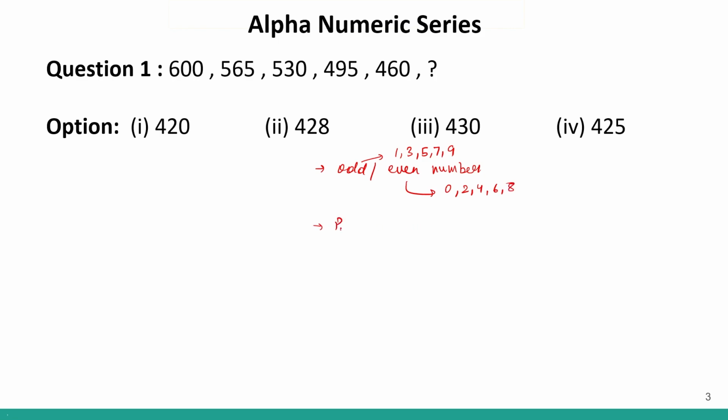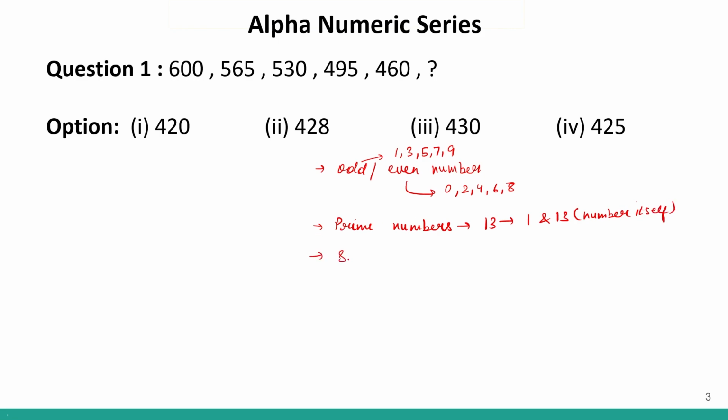Then we should know what are prime numbers. Prime numbers are those numbers whose factors are only the number itself and 1. So if we have a prime number, for example, let's say 13, the factors of 13 will be 1 and 13. So 1 and the number itself. Correct? 1 and the number itself.